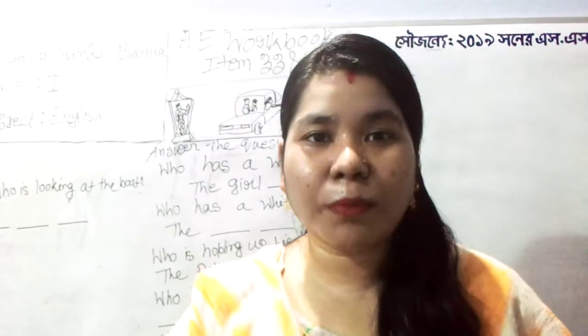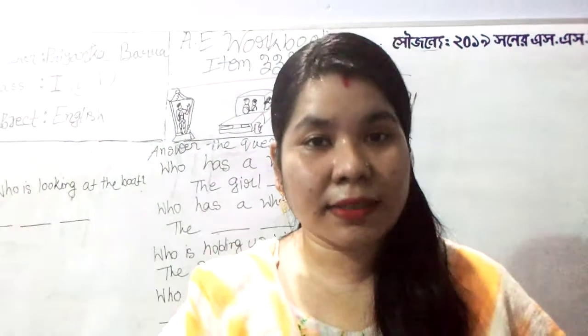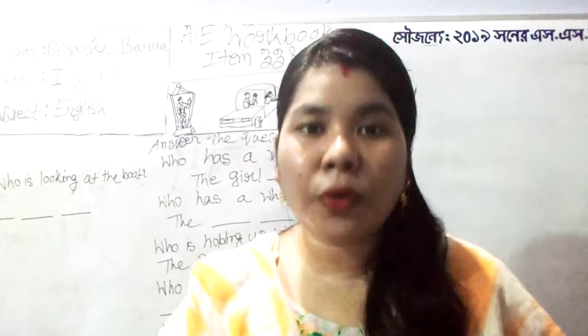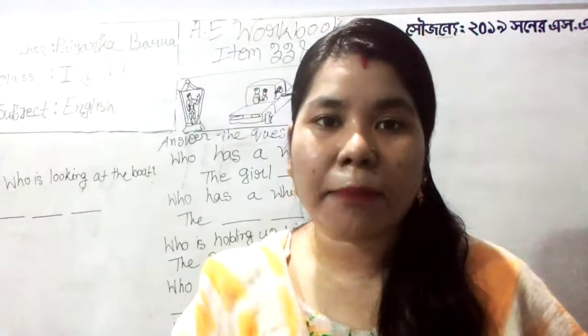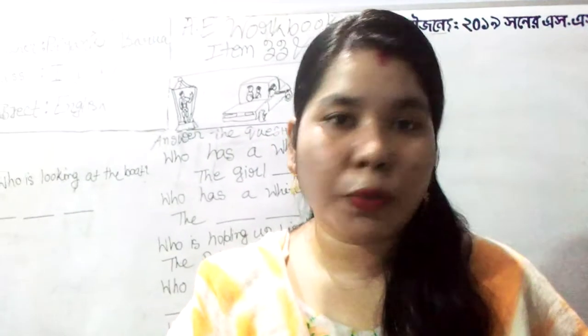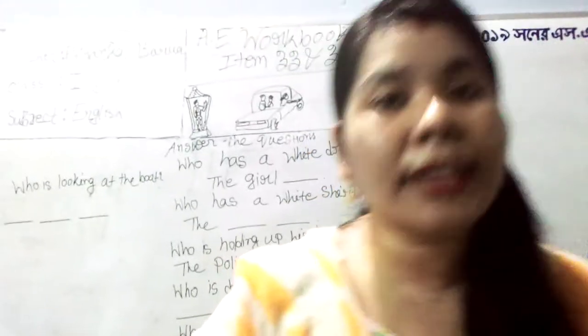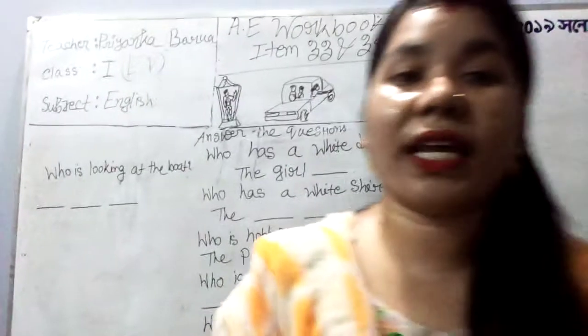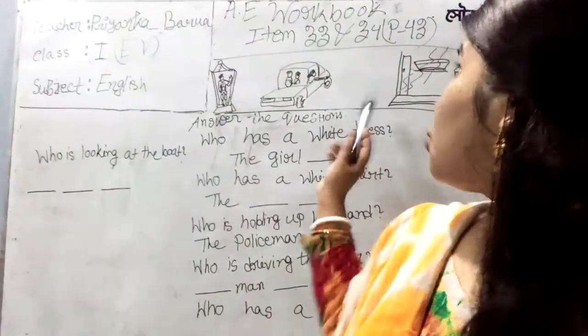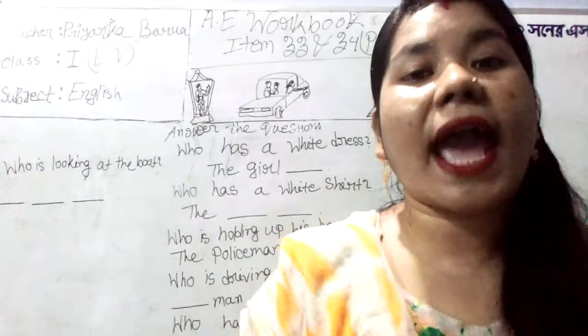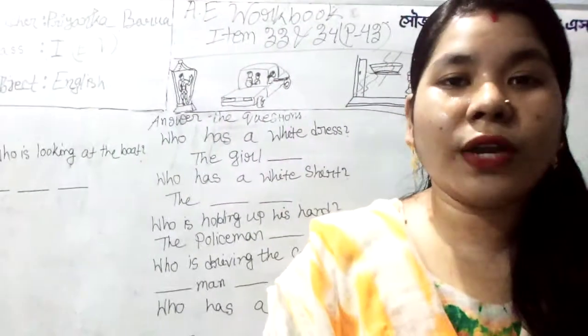Have a look at the board. Please match the writing in your book to this board. I hope you all have your book in your hand. Please go through item number 33 and 34, and more specifically it is page number 43. And it is from which book? Active English workbook. Okay, so let's go over it again.